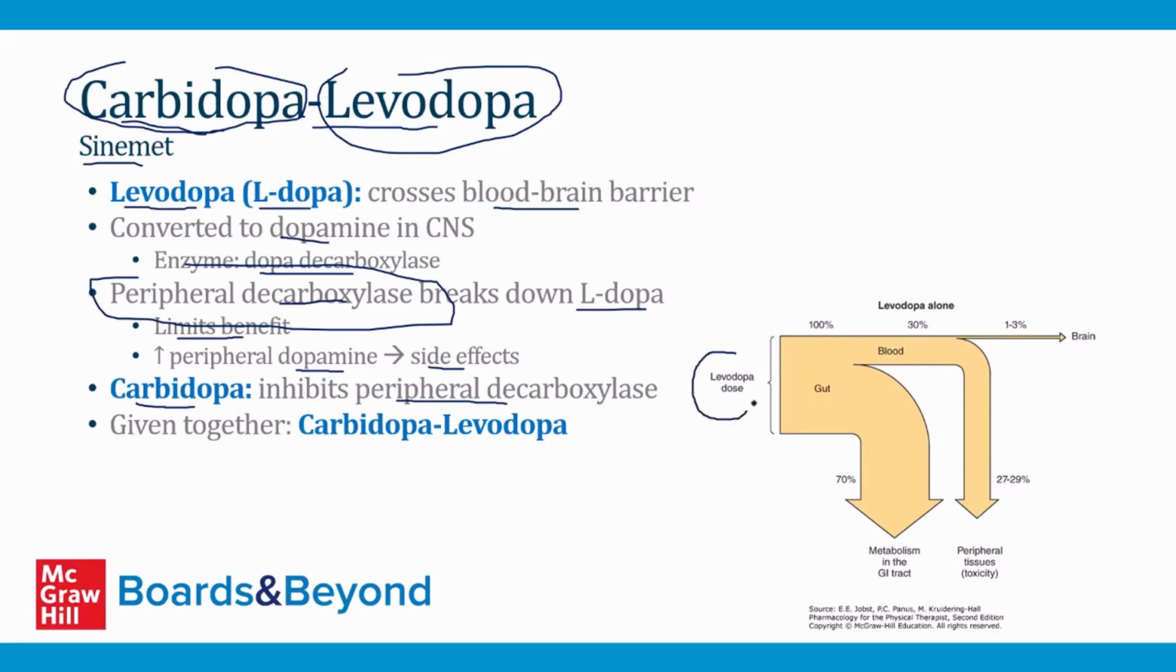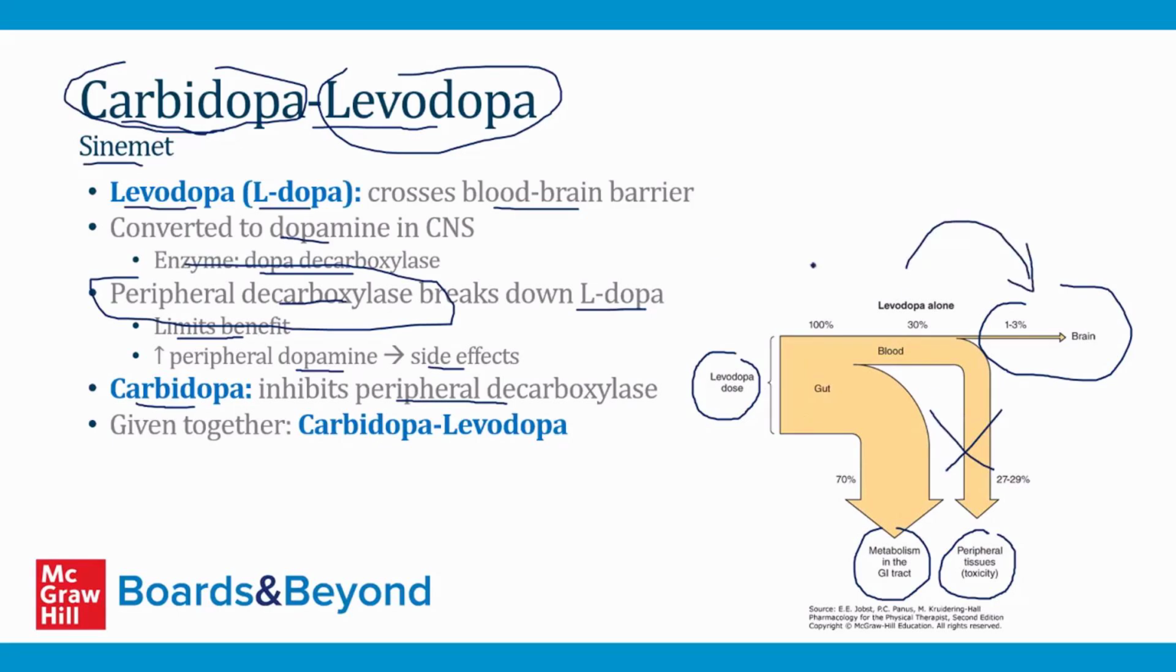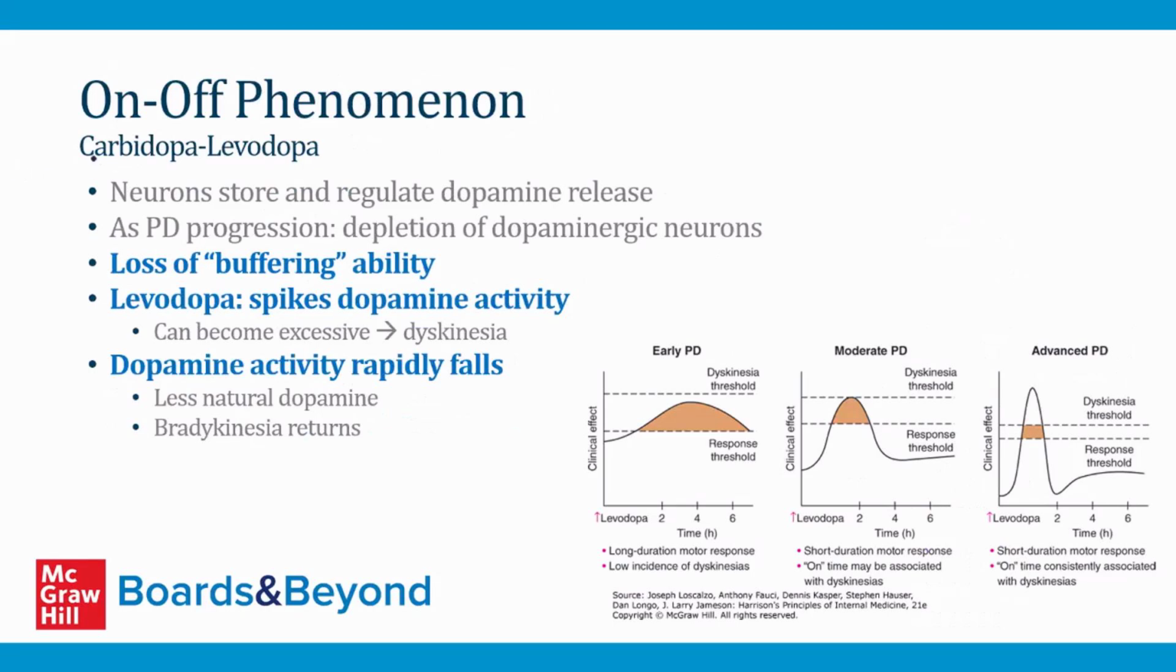And so that's what's shown in this image on the slide here. If you give a big dose of levodopa, what will happen is some of it will be lost to metabolism in the GI tract, and then a lot of it will be lost to peripheral tissues because it's broken down by peripheral decarboxylase, and only a very little bit of it will reach the brain. When you give levodopa together with carbidopa, you blunt a lot of this peripheral conversion and more of it reaches the brain. The major adverse effect of carbidopa-levodopa is called the on-off phenomena, so let's go through that now.